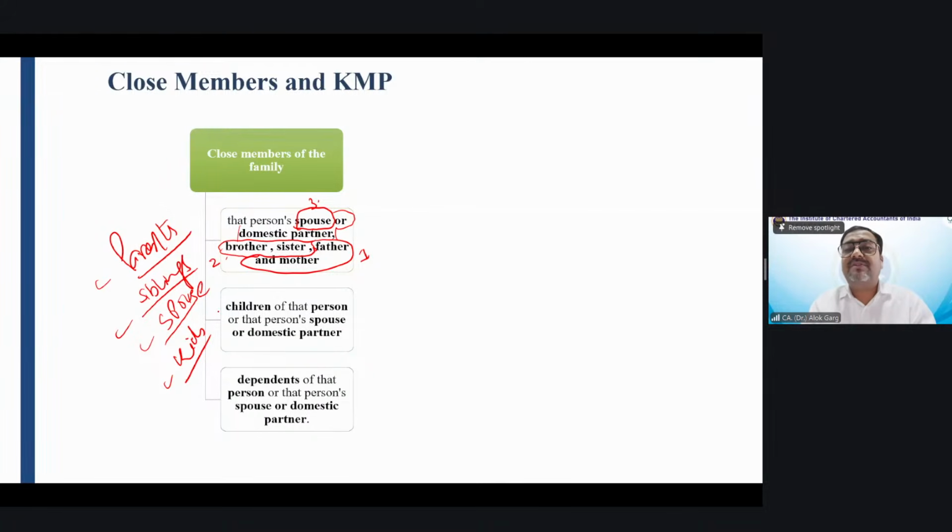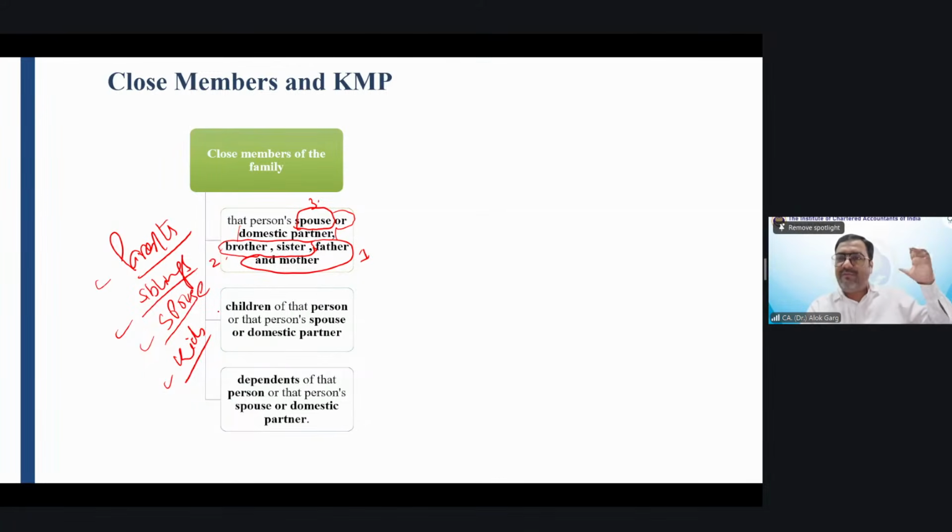For example, Mr. Ram had a wife, okay, and they got divorced. And from the first wife, Mr. Ram had two children and they got divorced. Now, either Mr. Ram has married again or Mr. Ram has not married. So while they already have divorced, they have separated. So now Mrs. Ram is no more a spouse of Mr. Ram. Is no more, right? She is not a domestic partner of Mr. Ram.